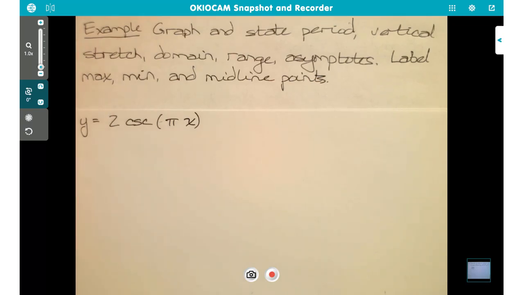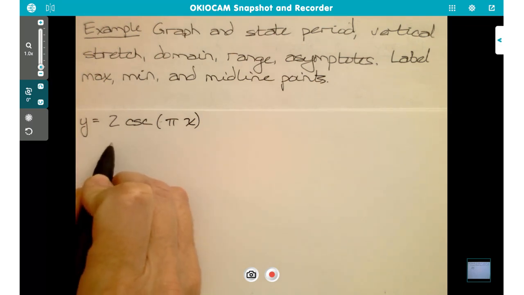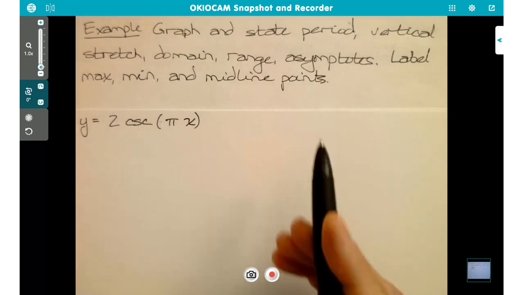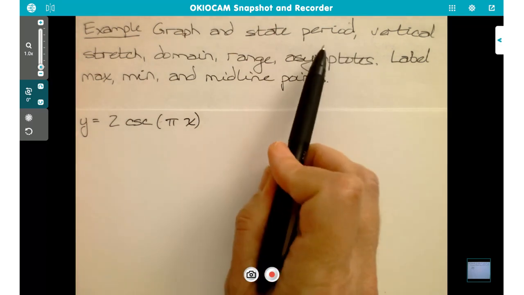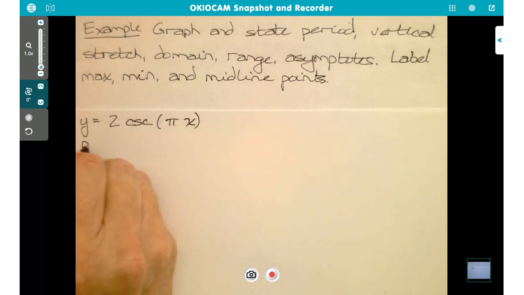Let's look at an example of a transformation of a cosecant function, and we'll know that secant functions are going to work really similar to this. So I have 2 times cosecant of pi x, and we're going to need to find out some stuff about this. First of all, I want to know the period.